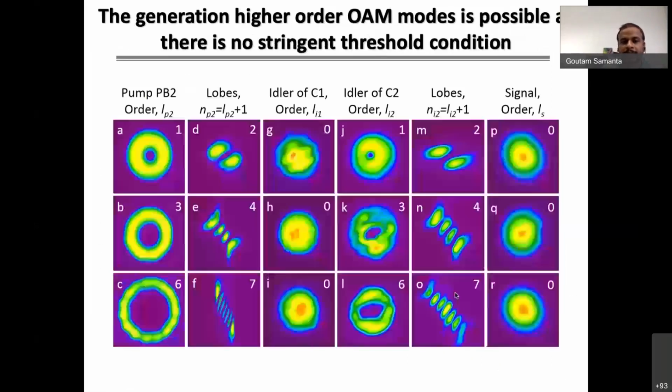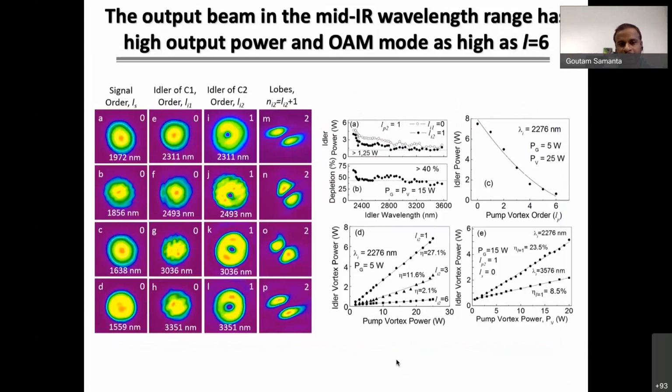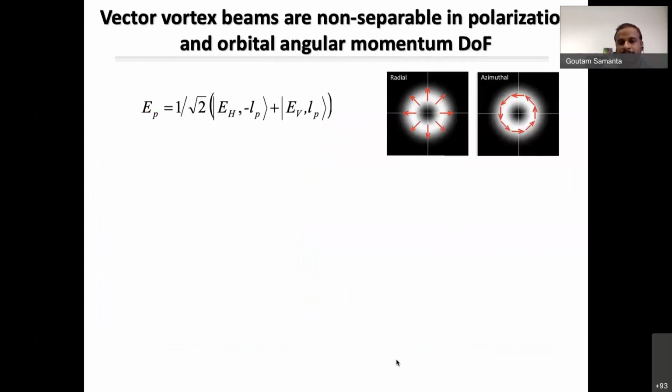And in that case, we can go all the way to order 6. So a higher order OM mode in the mid-infrared is also possible. Here are some of the characteristics in terms of output power and conversion efficiency. So in that way, we can go.